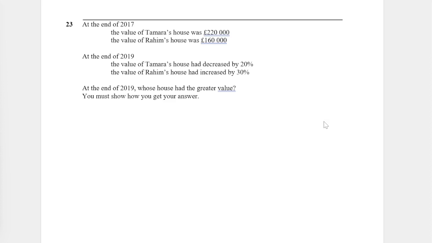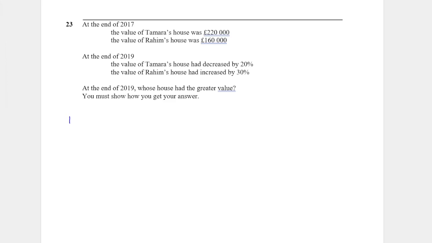Okay, question 23. At the end of 2017, the value of Tamara's house was 220,000 and the value of Rahim's house was 160,000. At the end of 2019, the value of Tamara's house had decreased by 20% and Rahim's had increased by 30%. So at the end of 2019, whose house had the greater value?